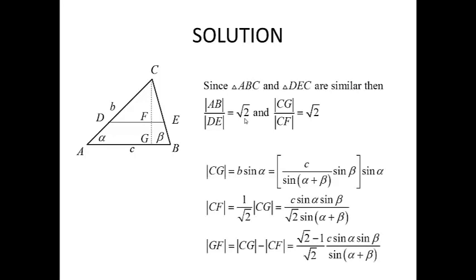Next, I will compute the height CG using the triangle AGC, and from this triangle I conclude that the height is equal to B sine alpha. And to calculate B, I will look at the triangle ABC and use the law of sines to replace B with C and the angles. Please verify that this expression is correct.